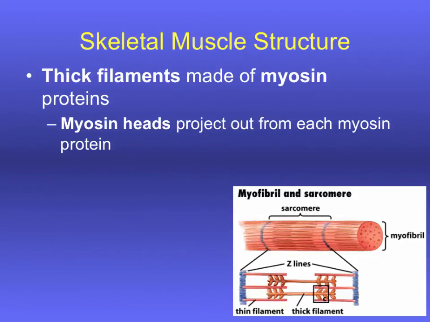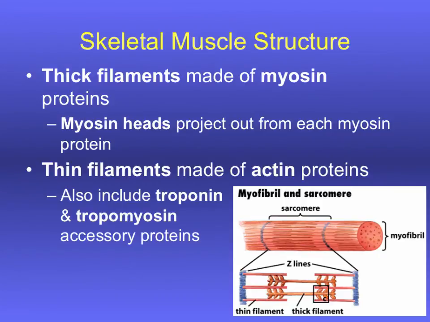And those myosin heads that stick out are what's going to be most intimately involved when it comes time for muscle contraction. Now the thin filaments are made out of a different protein. They're made out of what's called an actin protein. You remember back to our discussion all the way back in chapter 3, we talked about microfilaments in the cytoskeleton. They were made out of actin proteins. This is the same stuff.